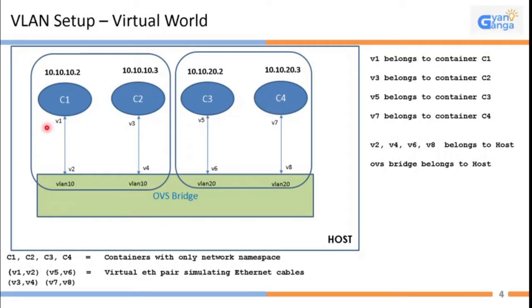So all these interfaces will not be visible on the host. They are only visible inside the container. At the same time, the other four interfaces will be visible on the host, belonging to the OVS bridge, right? So we can now proceed with creating this setup in a host machine.